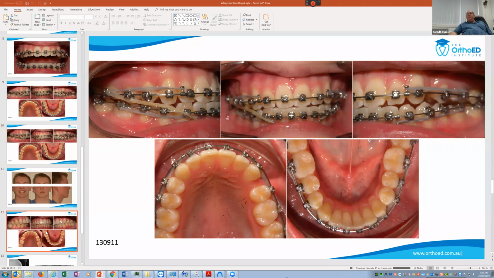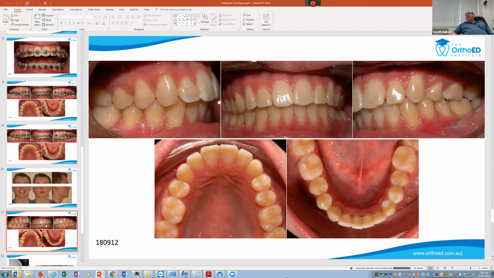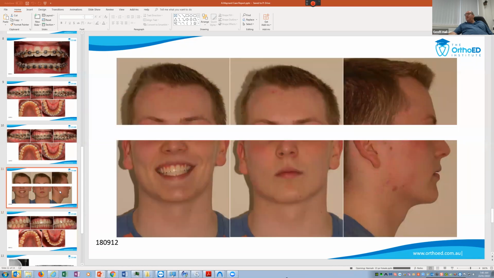Because this is what we achieved. Even though it looked pretty bad at one stage, just by monitoring the class 3 elastics, let's have a look at his facial profile. That's good. It doesn't look too bad. And his midline is not that far off. I don't think his midline has got that much worse. He's still probably got the cant to the occlusal plane.